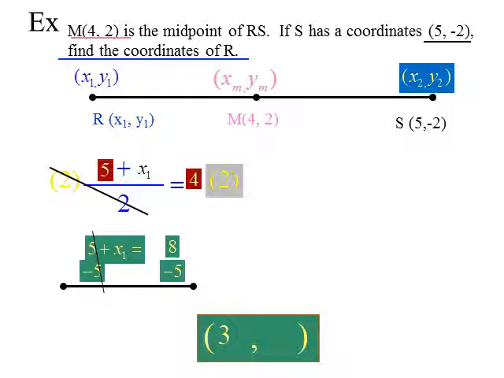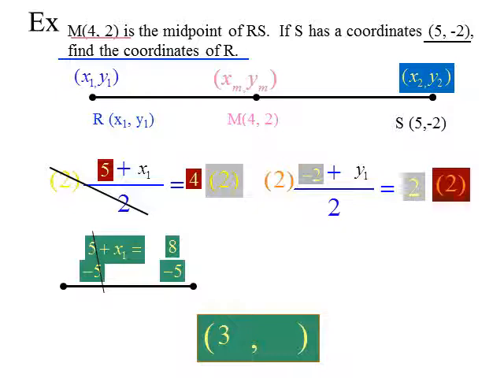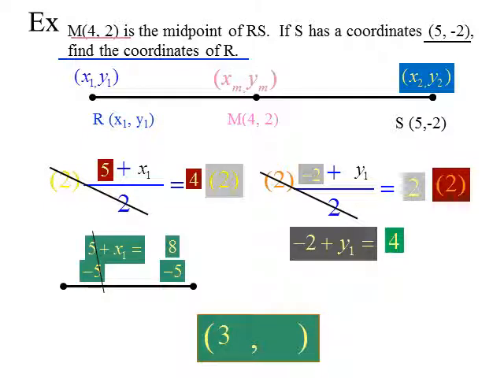Now how to find the y coordinate. I'm going to say that y1 plus negative 2 over 2 will equal 2. Of course, I need to remove this 2, so I'm going to multiply by 2 on both sides, or make a cross multiplication. So finally, negative 2 plus y1 equals 4. y1 will be 4 plus 2. Finally, it will be 6. So the y coordinate of the point R will be 6.